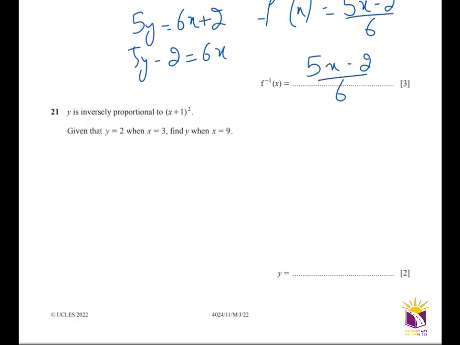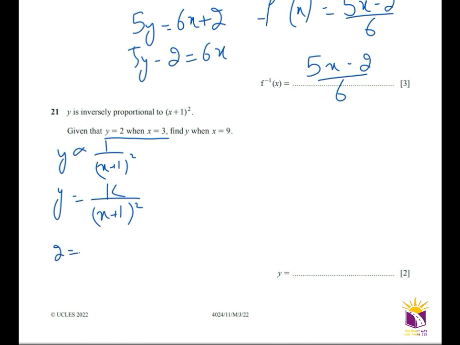Question number 21. Y is inversely proportional to (x plus 1) whole squared. So y is proportional to 1 over (x plus 1) whole squared, and y will be equal to k over (x plus 1) whole squared. Given that y is 2 when x is 3, from this we are going to calculate the value of k.